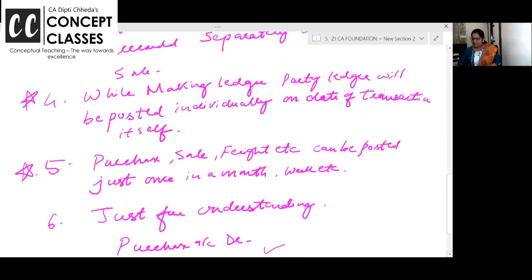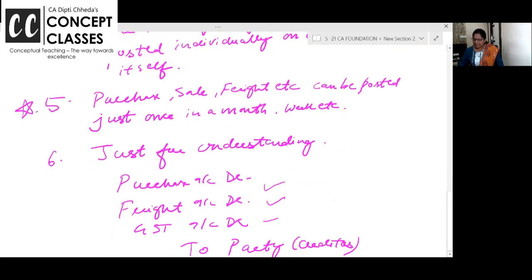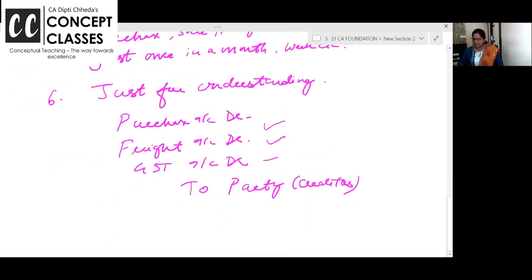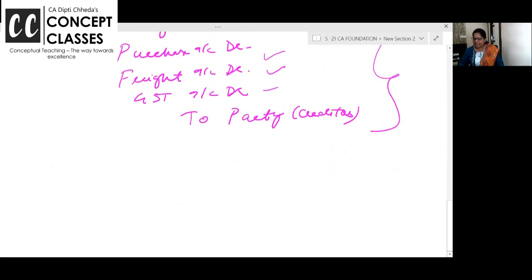Purchase, sale, freight, etc. These are like combined entries. It is also called a compound entry.